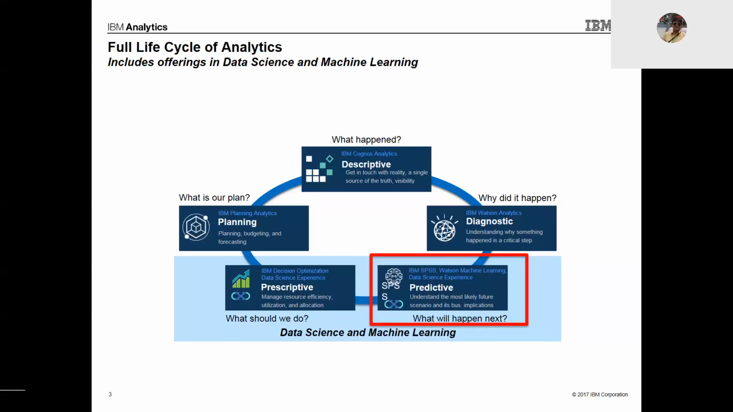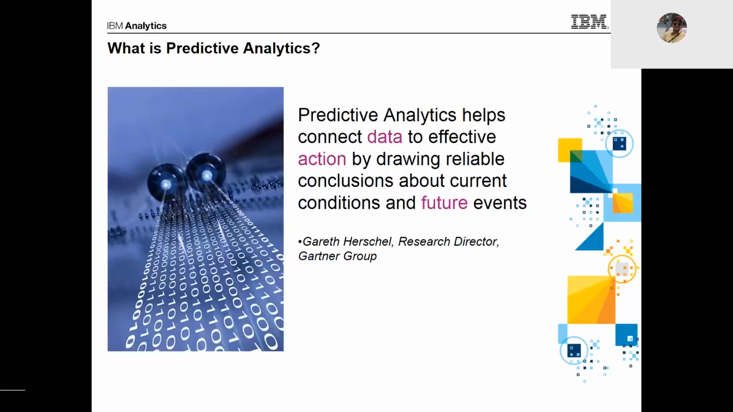From the IBM Watson Studio perspective, we will be focusing on predictive analytics and prescriptive analytics. Now, what is predictive analytics? This definition has been picked from the Gartner definition. I'm not going to read this definition for you, but there are three words highlighted here: data, action, and future.